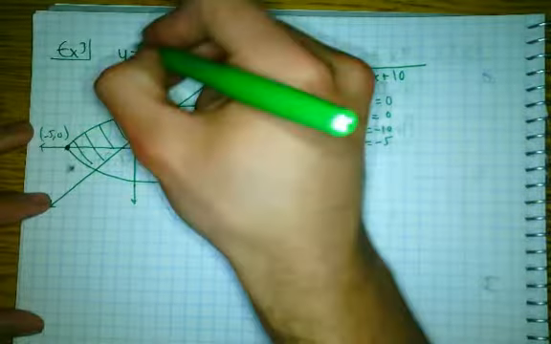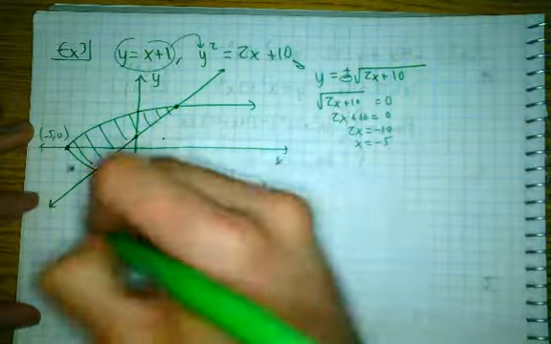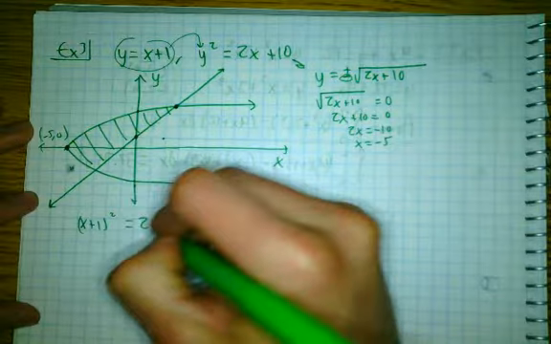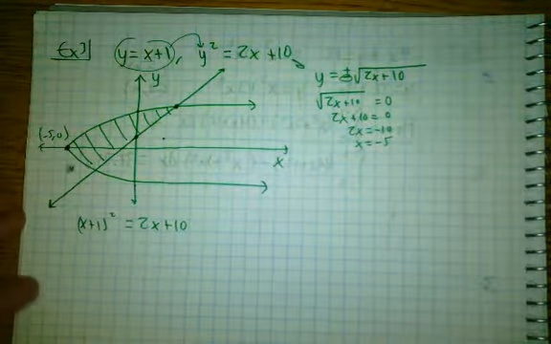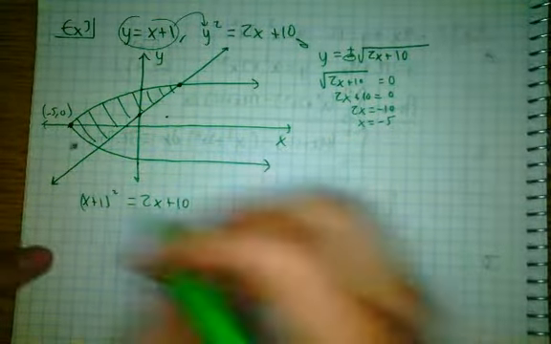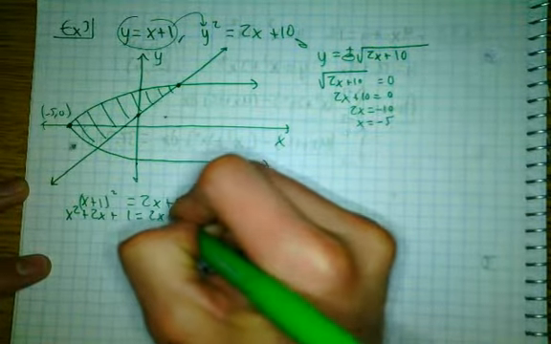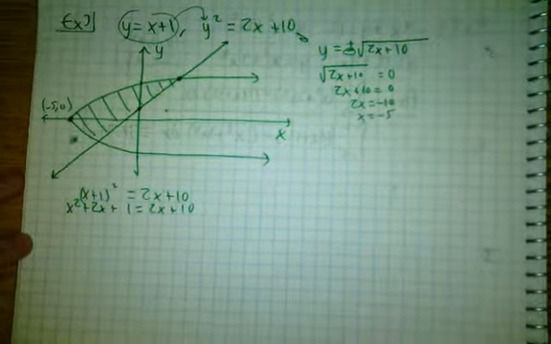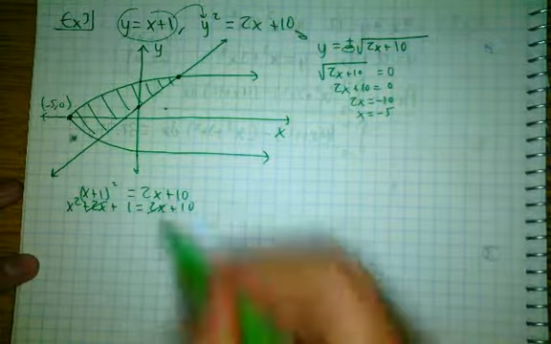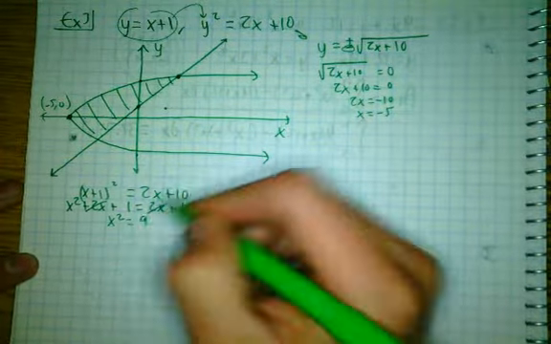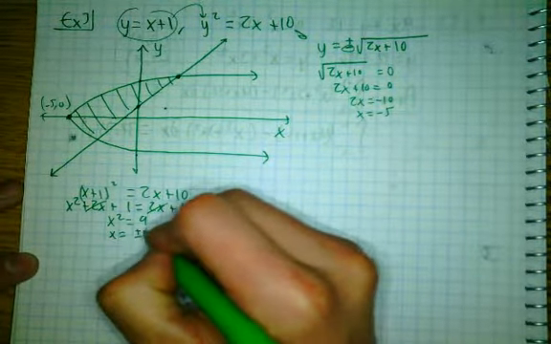(x + 1)^2. So I'm going to plug this entire thing into there. So I'm going to say (x + 1)^2 is equal to 2x + 10. Yes? Okay? x^2 + 2x + 1 is equal to 2x + 10. The two x's are going to cancel out. If I subtract 1, I get that x^2 is equal to 9, so x is equal to plus or minus 3.